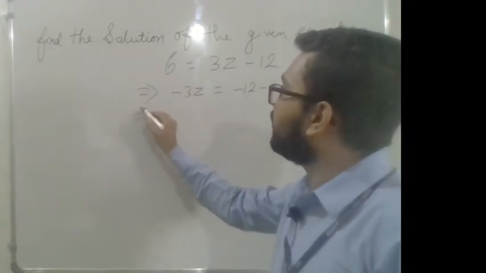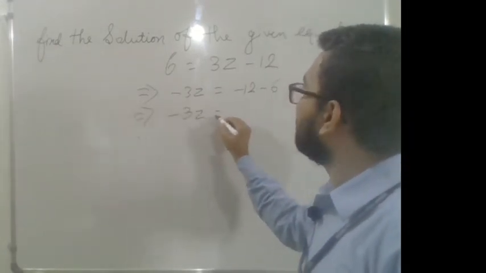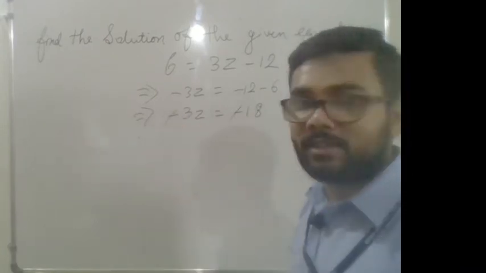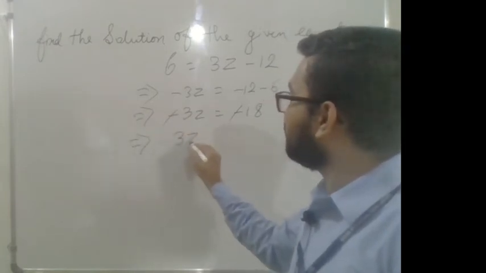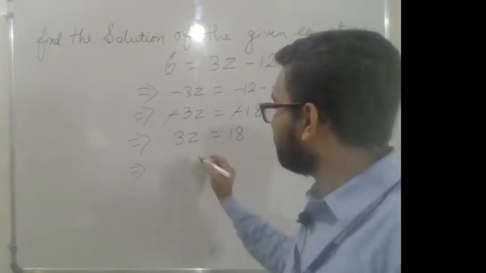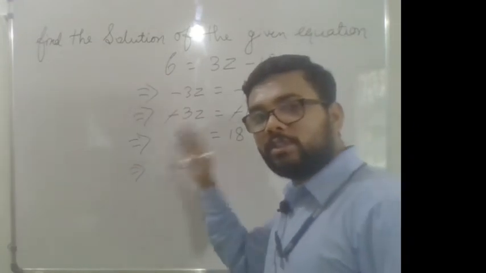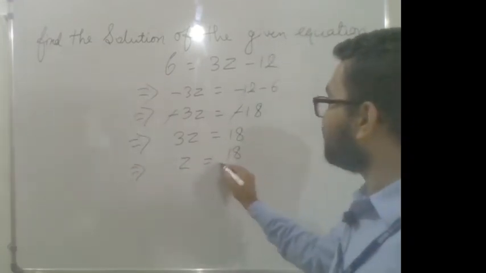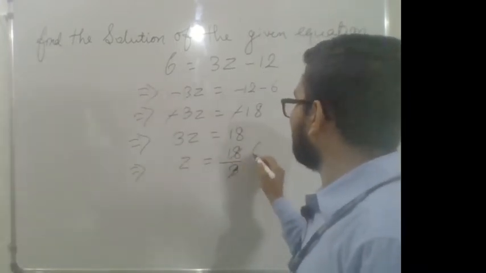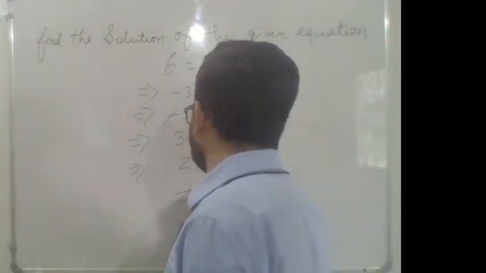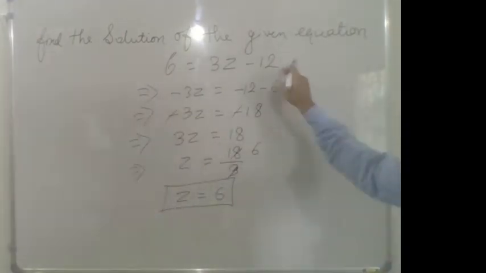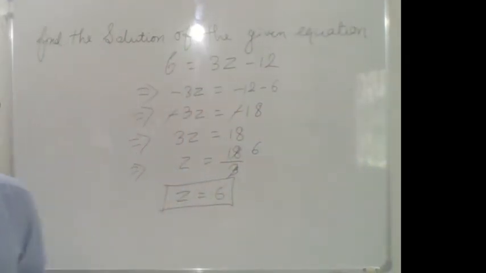Now the next step: minus 3z, minus 12 minus 6 is minus 18. The minus sign cancels, and you get 3z is equal to 18. 3z is in multiplication form. When 3 is transposed to the other side, the sign changes into division, because here it is in multiplication form. When you divide, you get 6, which means z is equal to 6. So z is equal to 6 is the solution of this equation. Okay.